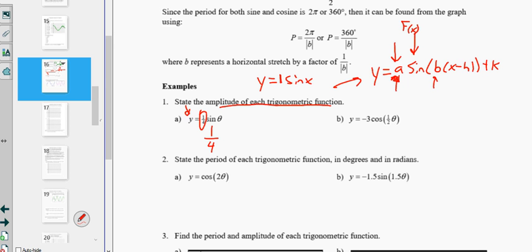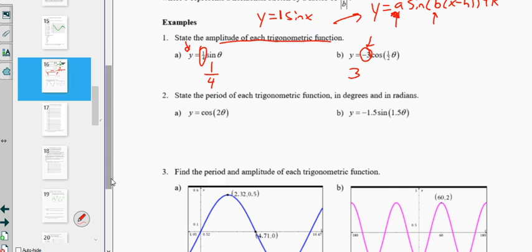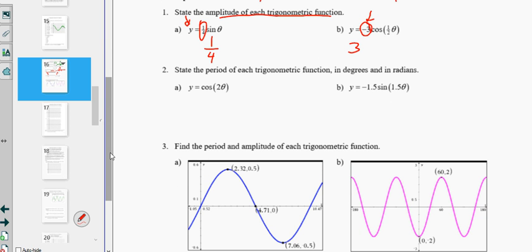So then this one, y is equal to -3 cos 1/2 theta. Again, you can say -3, but really when we talk about amplitude, it's the absolute value. So it's just going to be 3, because it'd be 3 up or 3 down. It doesn't make much sense to say -3, because it's a scalar, if you guys are in physics. It's not the vector. Okay, state the period of each trigonometric function in degrees and in radians.